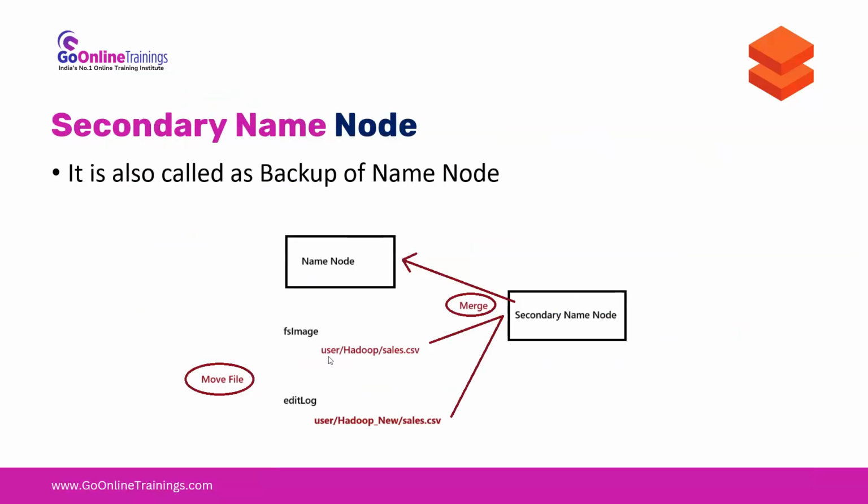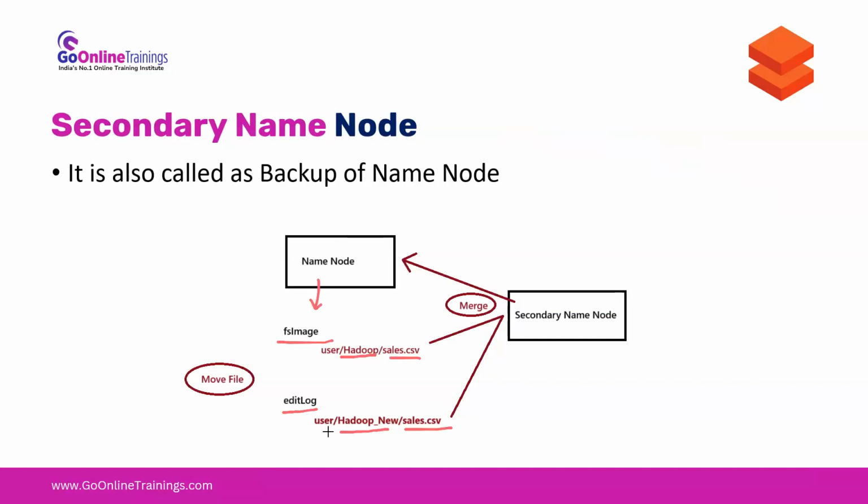So in the name node, you have given /user/hadoop/sales.csv file is there. But suddenly you have renamed it /user/hadoop/new_sales.csv. So what is the folder? Initially, in the Hadoop folder, I have this file. Now it is new_sales.csv. Whenever you have the starting path, it will be there in the fs image in the name node. And whenever you modify the path, it is going to be stored in the edit log file.